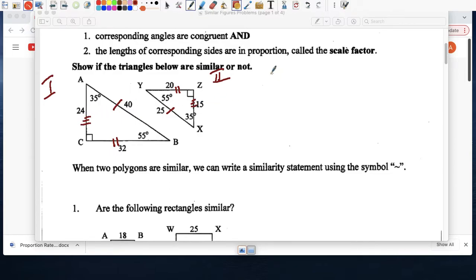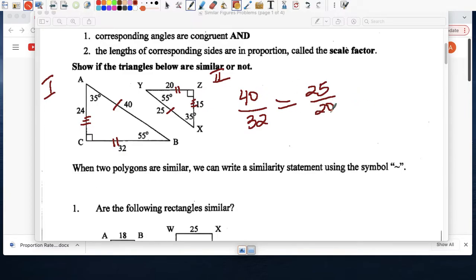So to see if they're proportional, right? So they're similar. If they're similar, they should be proportional. So let's pick two sides. Let's pick this one, the 40. The 40 on the big triangle corresponds to 25 on the small triangle. The 32 on the big triangle corresponds to 20 on the small triangle. Are these two proportional?